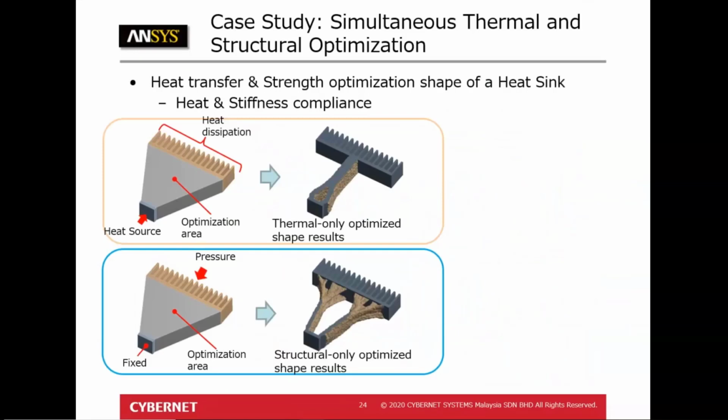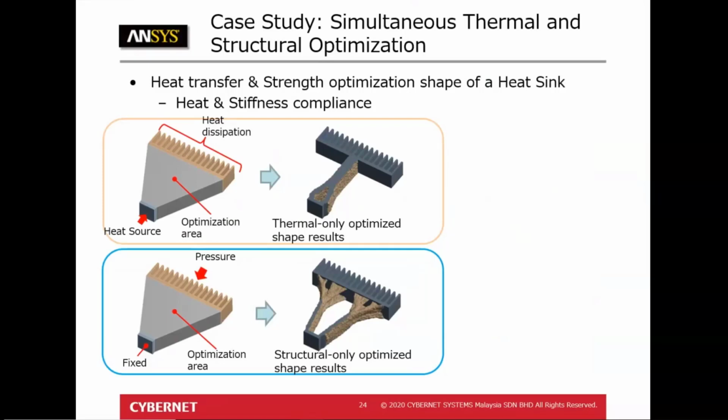Okay, so before we go into the demonstrations, let's take a look at the ANSYS topology optimization capabilities. A couple of case studies. So here, in this case, we have a simultaneous thermal and structural optimization of a heatsink. This will be using ANSYS Mechanical. In this case, as you can see, we are not only concerned about the thermal performance of the heatsink, but also the structural performance of the heatsink as well.